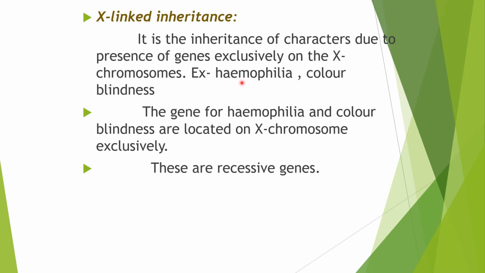Before we take up an example to go into the details and understand what exactly happens, we must know what is hemophilia and what is color blindness. Now, hemophilia is a genetic disorder or a hereditary disease in which the blood clots very slowly. This is due to the absence of clotting factors. Clotting factors are nothing but special proteins which are required for the entire process of blood clotting.